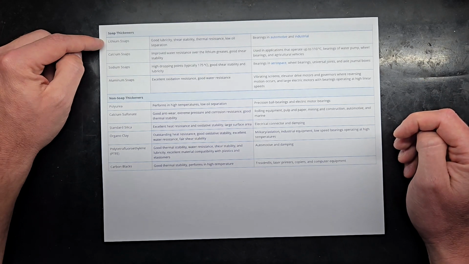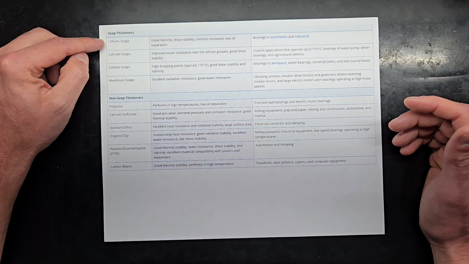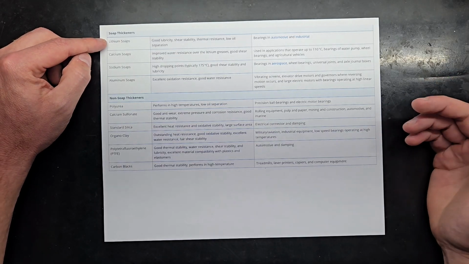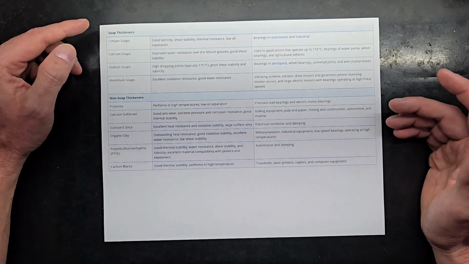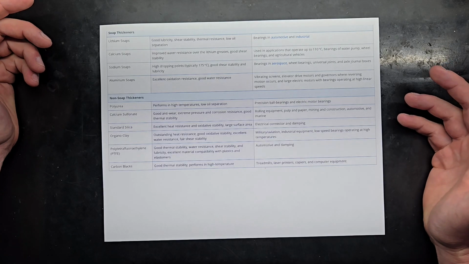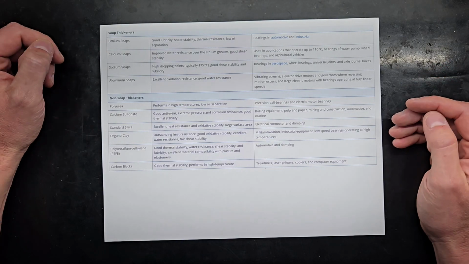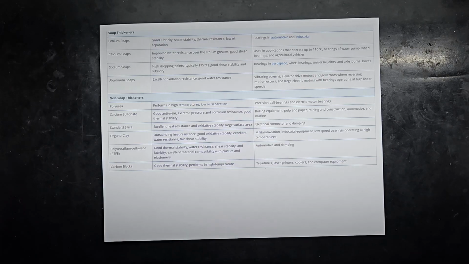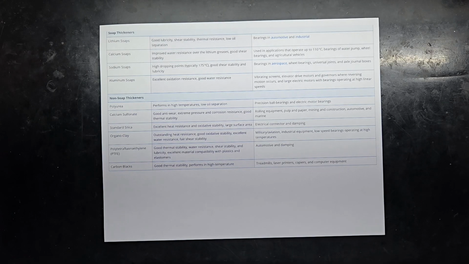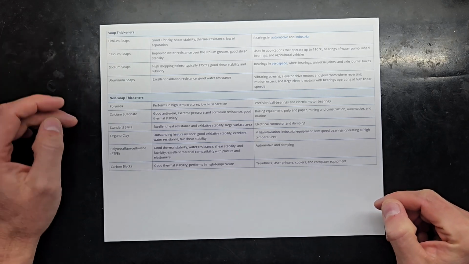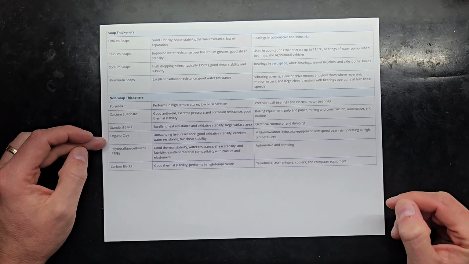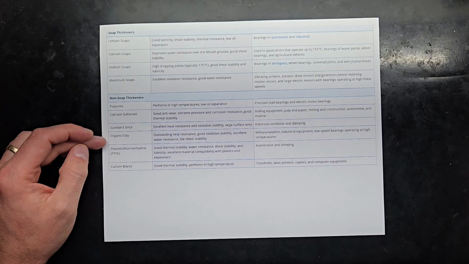So that's something to note there. Is it good? Is it bad? It's probably neither, but it's something to keep in the back of your mind. So with our base oils, we picked on lithium. So now let's go ahead and pick on organoclay.